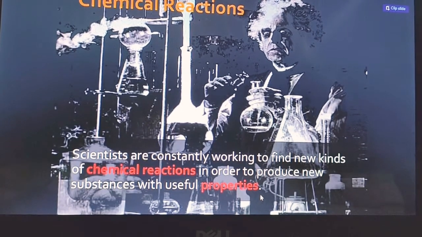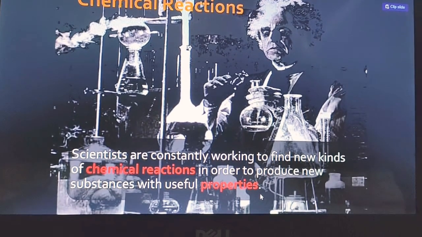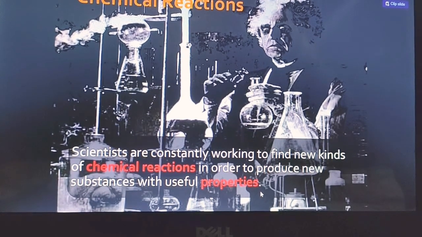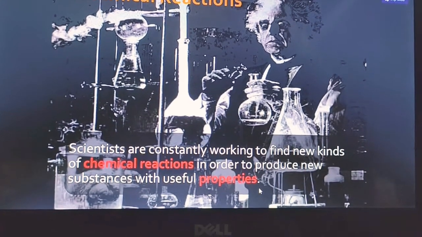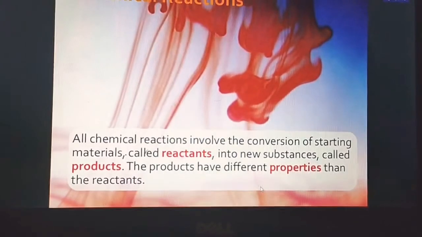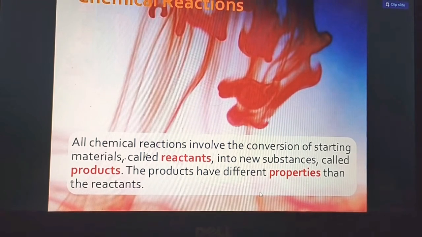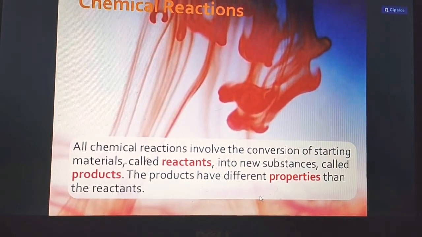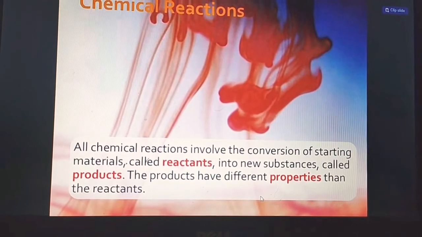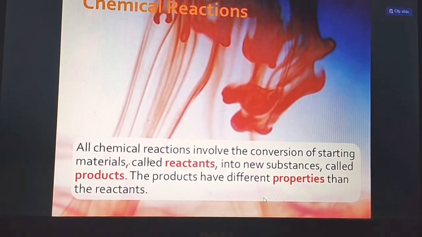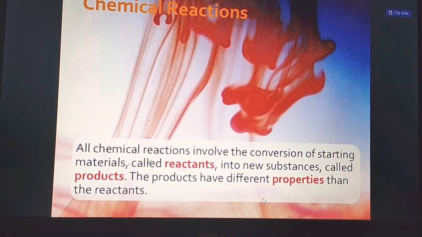Scientists are constantly working to find new kinds of reactions in order to produce new substances with useful properties. All chemical reactions involve the conversion of starting materials, which we call reactants, into new substances called products. The products have different properties than the reactants. They have different composition and different properties than the reactants.